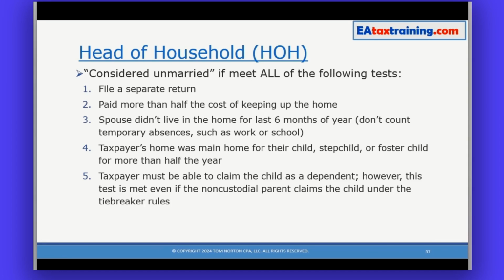Okay? Remember, this is a different test from the general head of household test, which it could be someone other than your child as a qualifying person. But to be considered unmarried, it has to be your child. Then the last test is that the taxpayer must be able to claim that child as a dependent. Now, it could turn out that they don't actually claim them as a dependent because of some special rules that we're going to talk about later. There's tiebreaker rules, but as long as they were qualified to claim them as a dependent, then it does count for being considered unmarried.